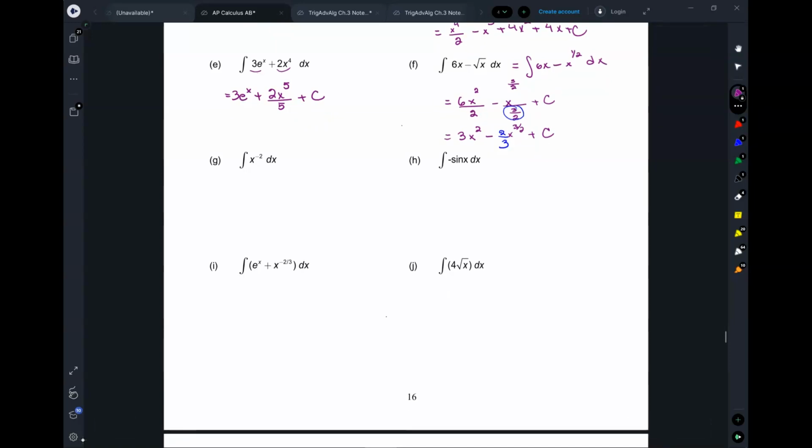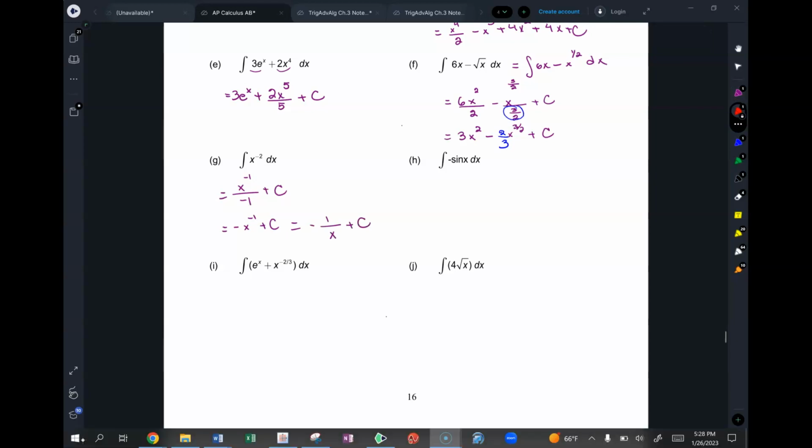Okay, here. I'm going to add 1 to this. -2 plus 1 is -1 over -1 plus c. This is equal to negative x to the -1 plus c, right? But I can't have a negative exponent. So this is -1 over x plus c.